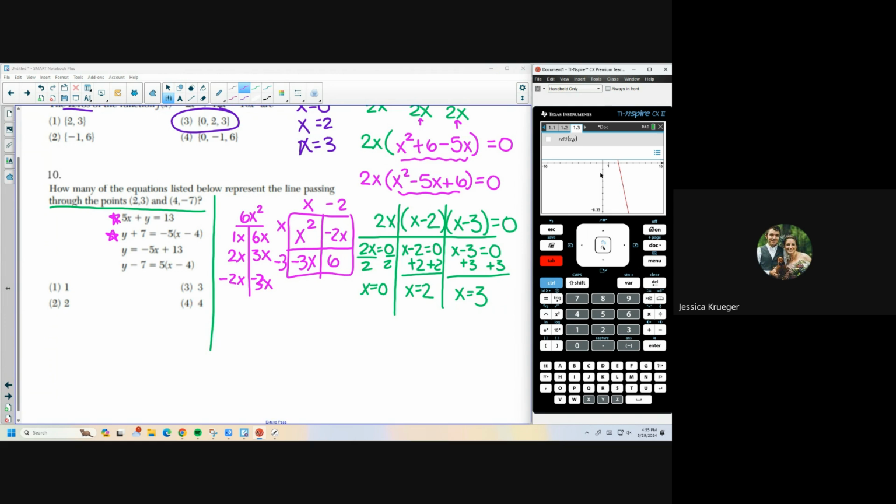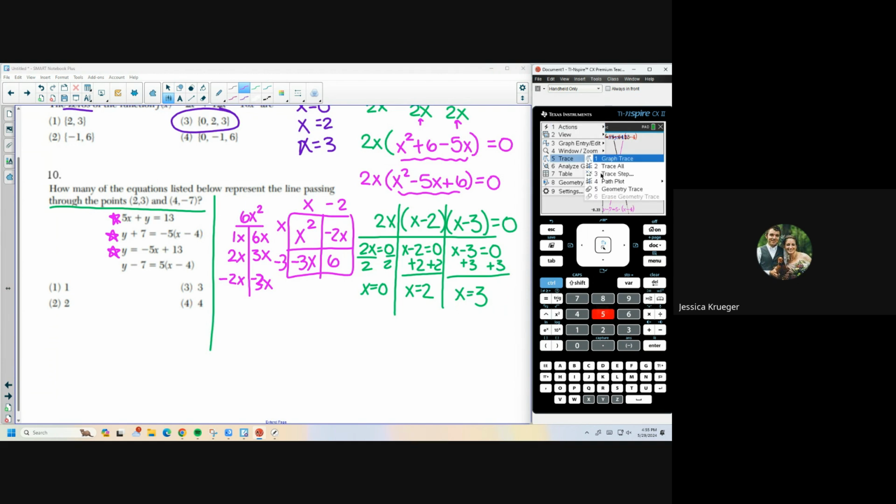Okay, let me do the next one. Y equals negative 5x plus 13. Oh, wait a minute. That's equivalent, so this also passes through those points. And then my last one is y minus 7 equals 5 times x minus 4. Oh, wait a minute. That is not the same line.